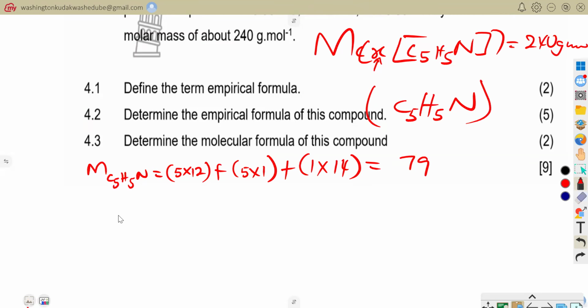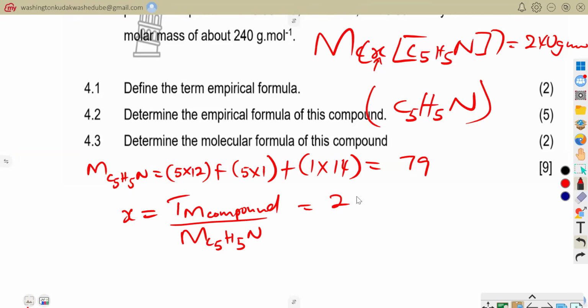Now I would get to say that X is equal to the total molecular mass that I have for my compound divided by the molecular mass of my simplest whole number ratio, which is 240 grams per mole divided by 79 grams per mole of that simplest ratio. And this is going to give you what? It is going to give you 3.